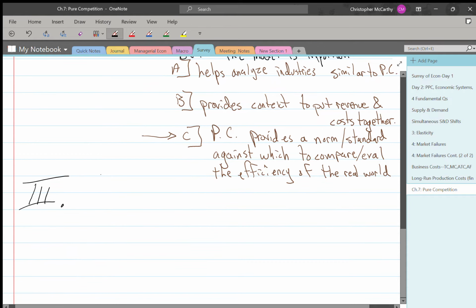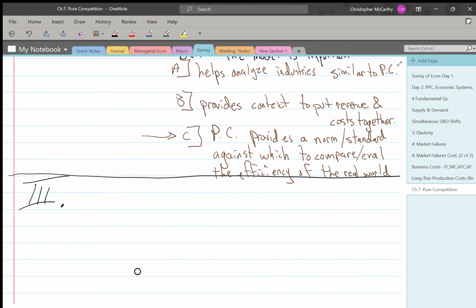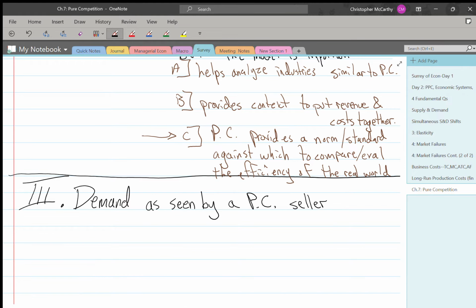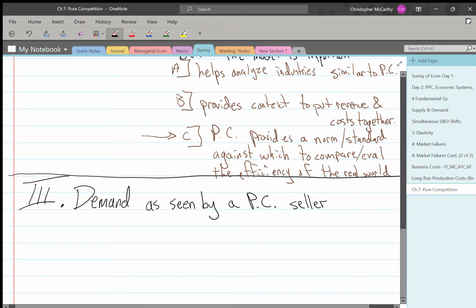So this is demand as seen by a perfectly competitive seller. It's important for us to keep in mind that the demand curve still exists. The industry demand curve still exists. It's still downward sloping. But the demand curve that the perfectly competitive seller sees is going to be perfectly elastic.